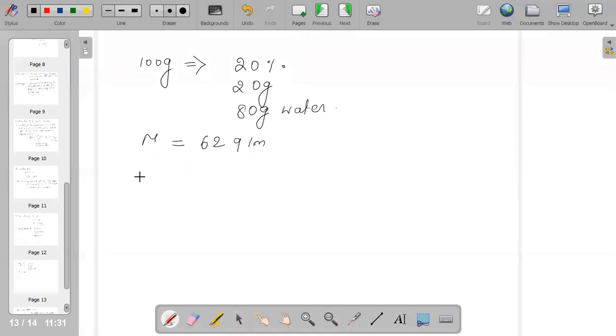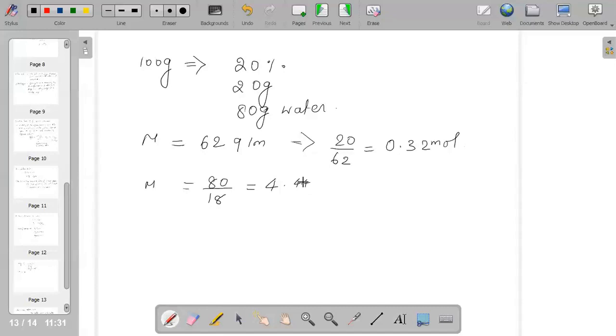And now we have to calculate the number of moles. So number of moles is given mass by molar mass. Hence it is 20 by 62, which is around 0.32 mole. And the molar mass of water, we know, is 18, and here the given mass is 80. So the number of moles of water is 80 by 18, which is almost 4.44.